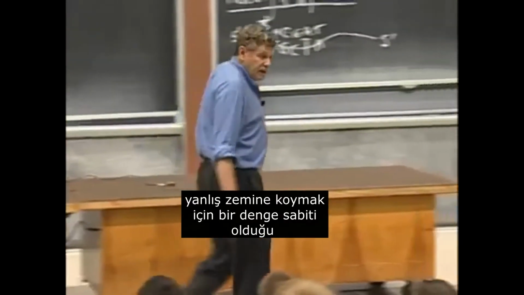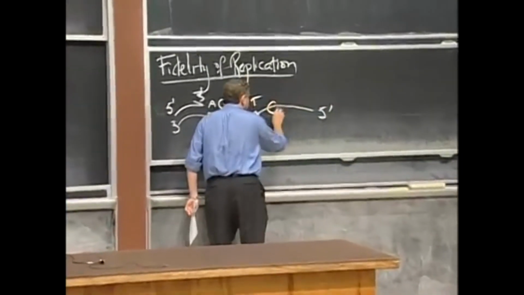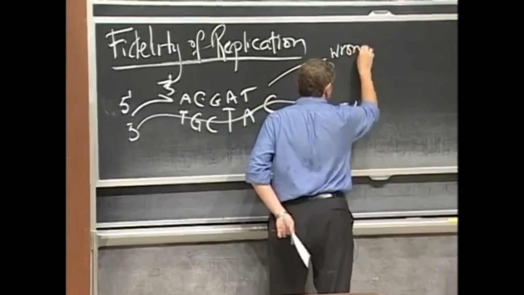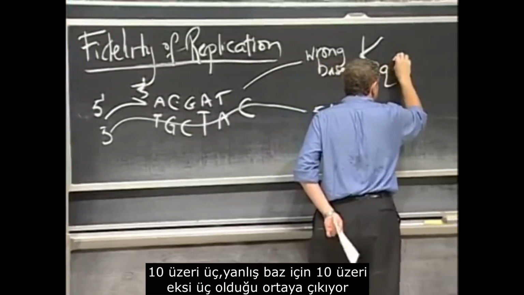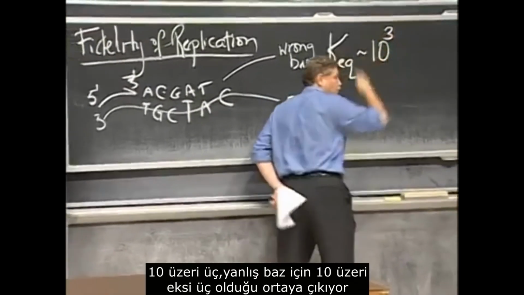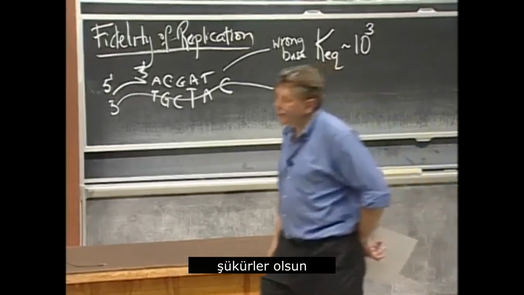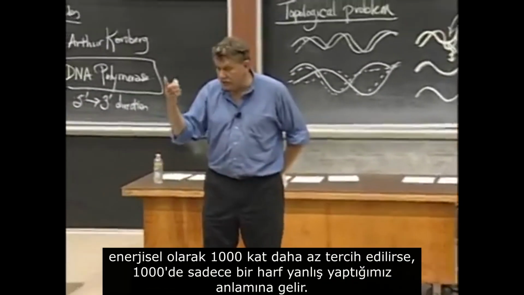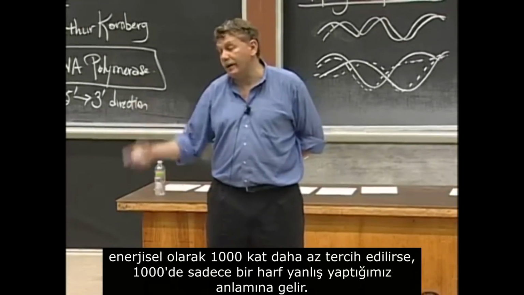It turns out that there is an equilibrium constant for putting in the wrong base. And that K equilibrium is about 10 to the third for the right base, 10 to the minus third for the wrong base. Thank goodness. It's only 1 time in 1,000 that it puts in the wrong base. That's what that has to mean, right? If it's 1,000 times less favored energetically, it means you only make a mistake 1 letter in 1,000.